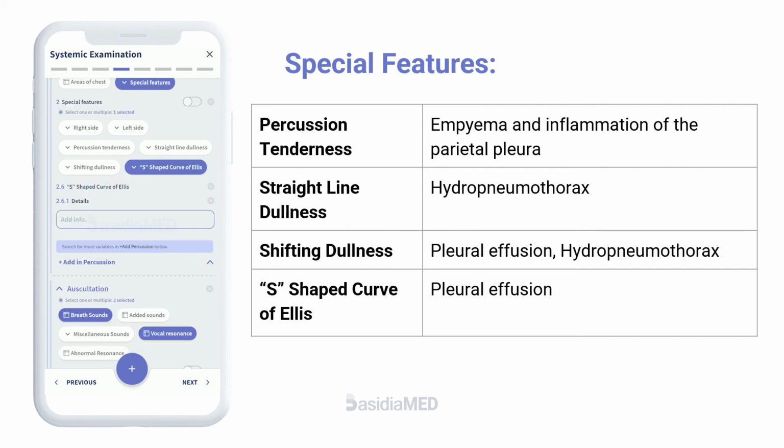S-shaped curve of Ellis. In moderate-sized pleural effusion, the uppermost level of dullness is highest in the axilla and lowest in the spine, and tends to assume the shape of the letter S.